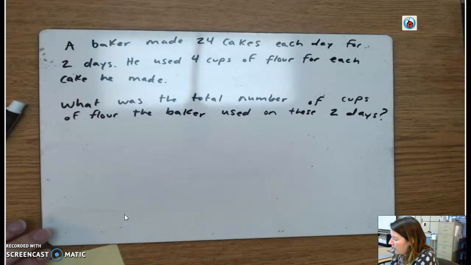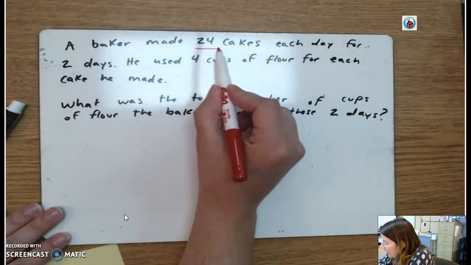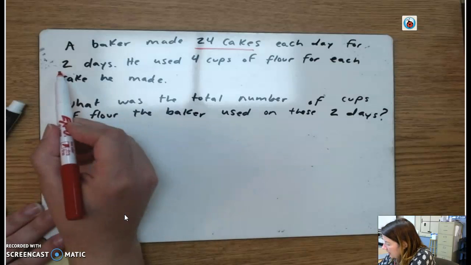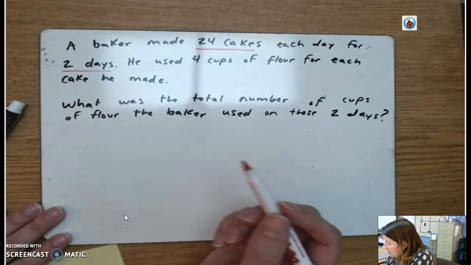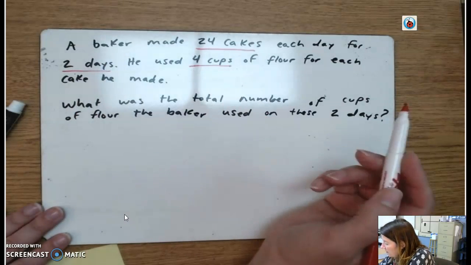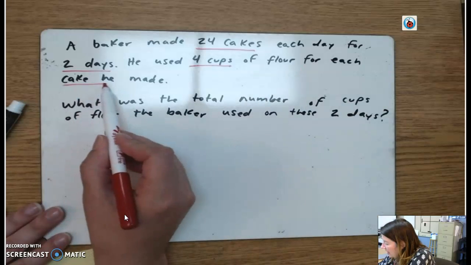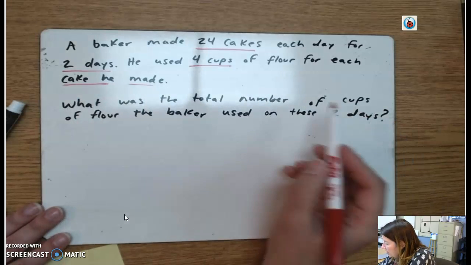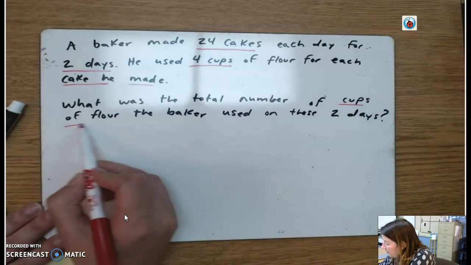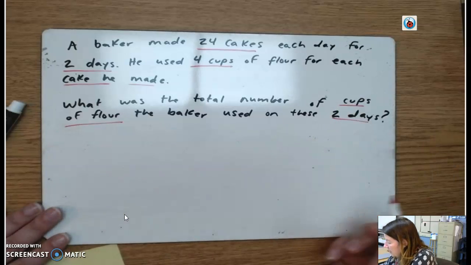Okay, let's take a look at your warm-up. It says a baker made 24 cakes each day for 2 days. He used 4 cups of flour for each cake that he made. What's the total number of cups of flour the baker used on these 2 days?